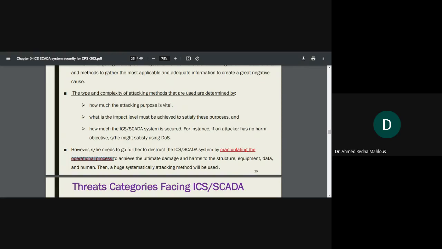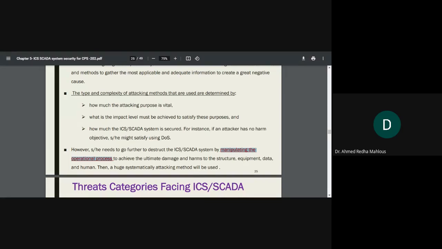If you want to close a valve, you need to understand how the valve can be closed. For instance, in order to achieve the most damage and harm to the structure, with equipment, with humans, or whatever, you need to manipulate. That's why we say that in order to destroy an ICS SCADA, it's not enough to launch a cyber attack only. You need to manipulate also the operational process. The cyber attack will be the first thing, in order to follow with the operational process.